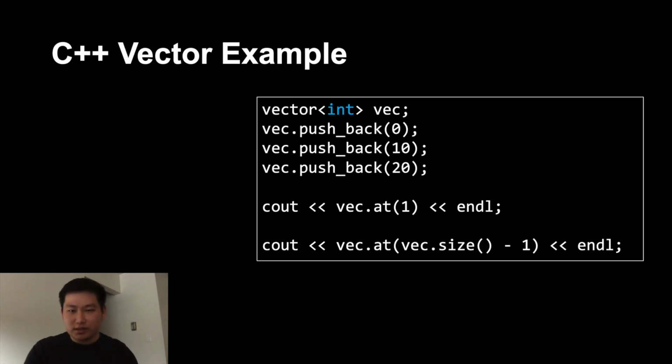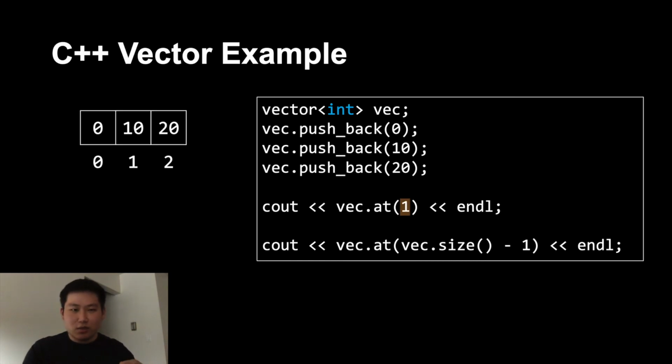Here is another example. Again, we push back elements into the vector vec one by one. So in this case, we have 3 elements, 0, 10, and 20. What we can do here is we can use the .at function to access individual elements inside of this vector. So for example, if we do vec.at(1), we'll receive 10. If we want to access the last element in the vector, then we need to do vec.size() minus 1.